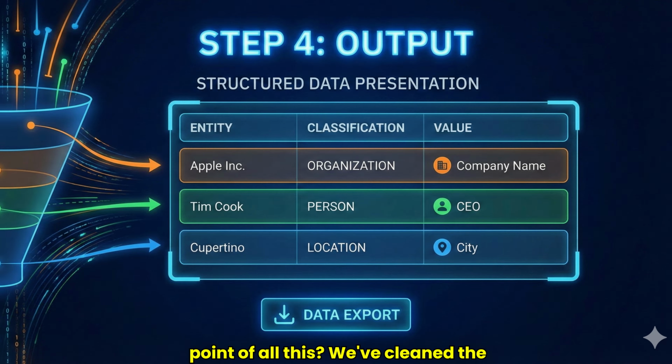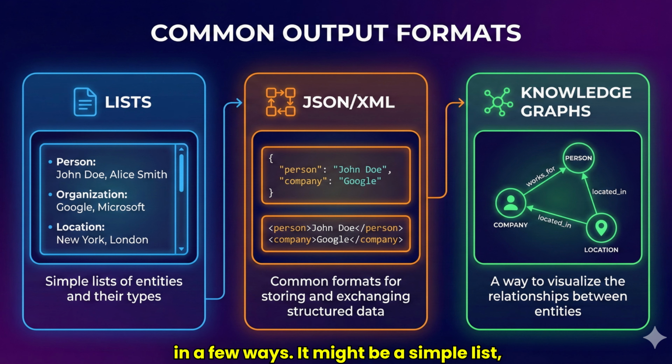So, what's the point of all this? We've cleaned the text, we've identified the entities, and we've classified them. The final stage is the structured payoff. This is where we present all this awesome data in a format that other applications can actually use. This structured data can be handed over in a few ways. It might be a simple list, or it could be a JSON or XML file. Just think of those as universal languages that let different computer programs share data with each other. Or it can be used to build something really powerful called a knowledge graph, which is like this giant web of connections that visually maps out how all these different people, places, and things are related.